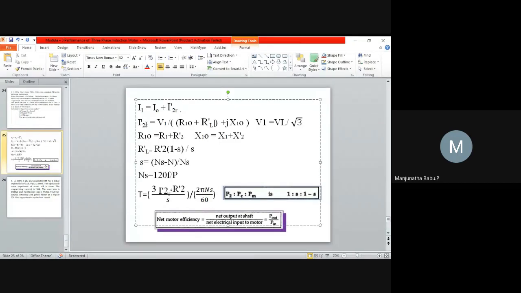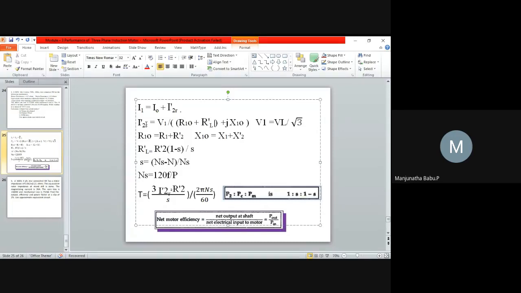Now convert this, and you will be getting 89.71 minus j11.9. If you add both the currents, the input current will be 91.44 minus j47.91. If you convert that into polar form, it will be 103.27 at an angle of minus 27.65. So the power factor will be cos of 27.65, which is 0.88 lagging.